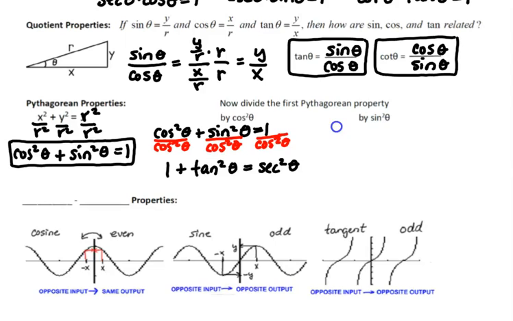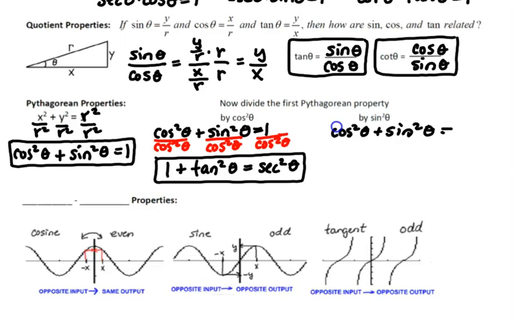So we're using previous properties now and combining them together with the first Pythagorean property to get another Pythagorean property. So that's the second one. Now I'm going to rewrite my original property again: cosine squared of theta plus sine squared of theta equals 1. And now divide everything by sine squared of theta.